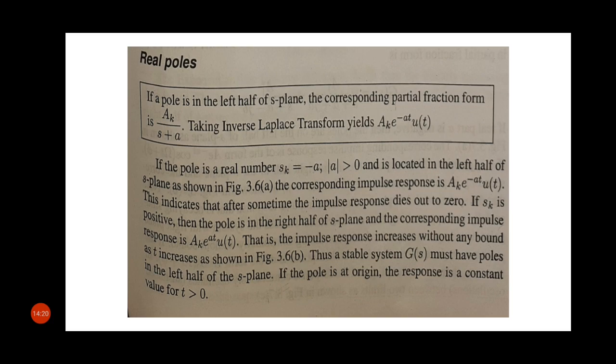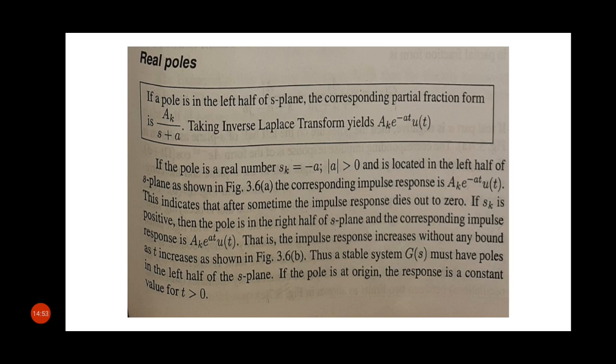If a pole is in the left half of the s-plane, the corresponding partial fraction form is Ak divided by (s plus a). This is the general form. Now, if we take the inverse Laplace transform of this, then we get Ak e to the power minus at, u(t).